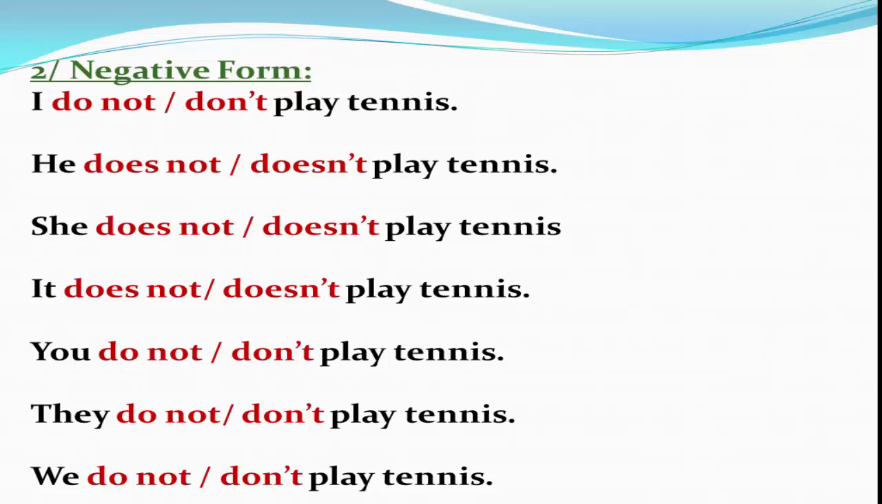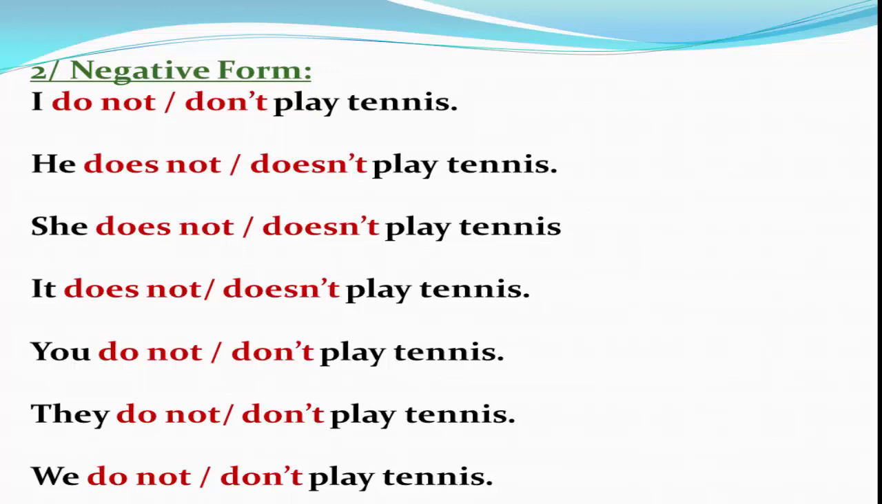I do not or don't play tennis. I can write do not or the abbreviation is don't. He does not or doesn't play tennis. She doesn't play tennis. It doesn't play tennis. You don't play tennis. They don't play tennis. And we do not or don't play tennis.